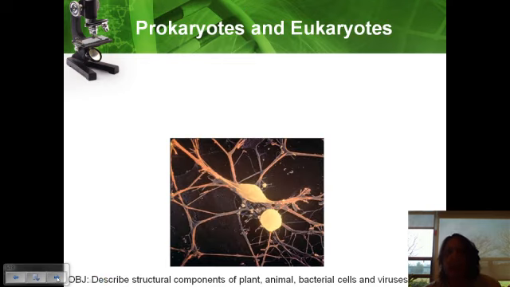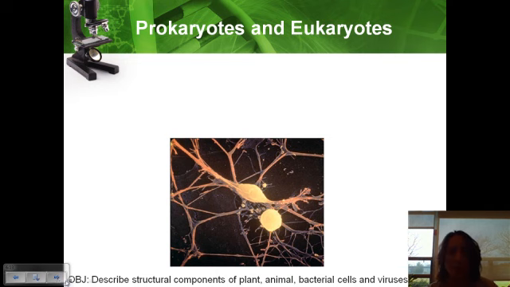Okay, there are two major groups of cells, prokaryotes and eukaryotes. Pro means beginning, before, and karyote means kernel. So before the kernel, and what they called the kernel was the dark spot they could see inside of the cell, which we now know is the nucleus. And so eukaryotes, eu means true. So these are the true kernels.